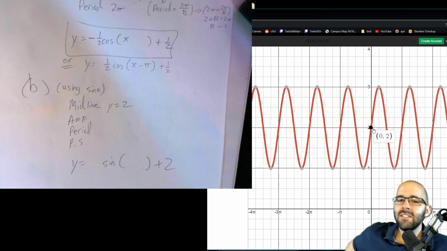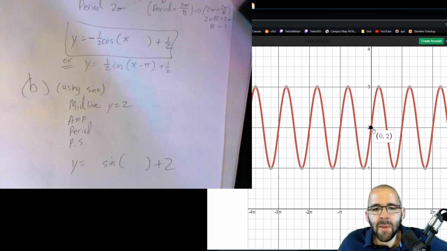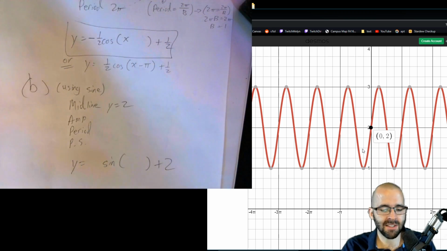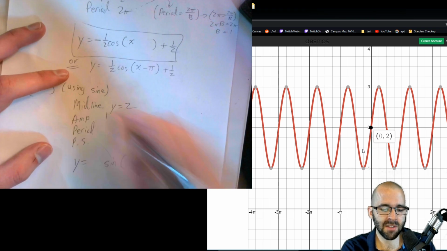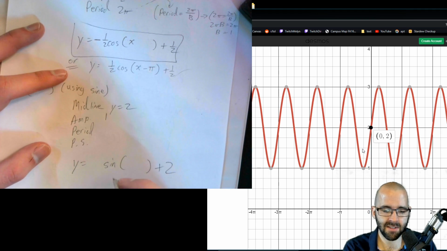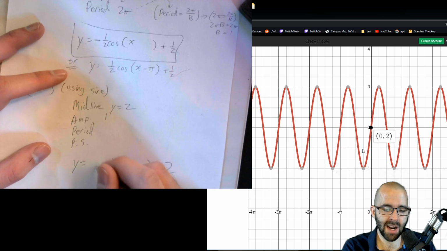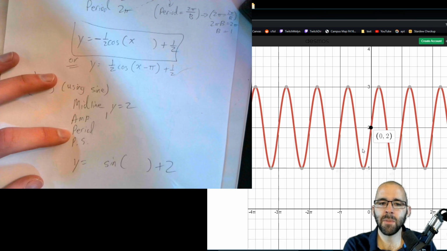All right, the next usually easiest thing is the amplitude. And again, the amplitude right here is just the distance between the midline and the max and the min. Well, we start at 2 and we go up to 3. That's a distance of 1. We start at 2 and we go down to 1. That's also a distance of 1. It should be the same distance, right? So our amplitude is just 1 here. That's nice. So we can write a 1 here, or we can just not write anything. Let's next up find the period.